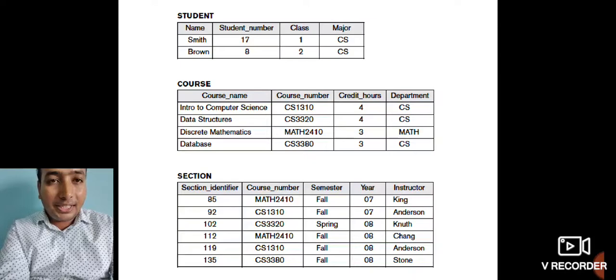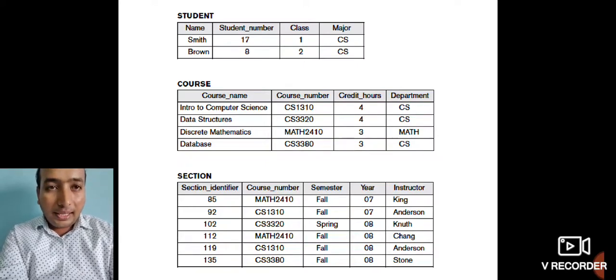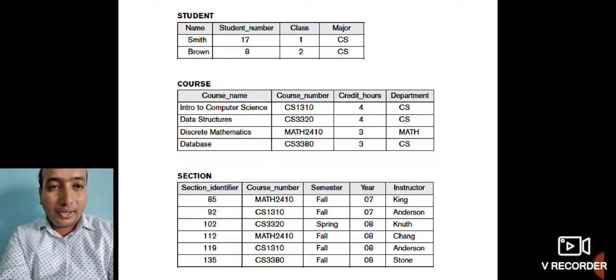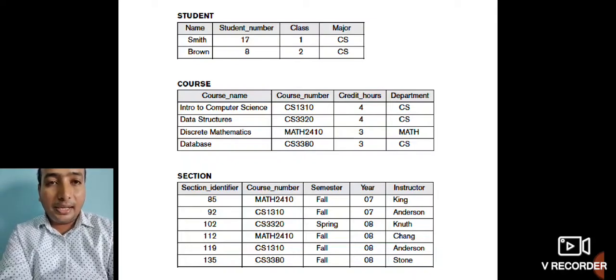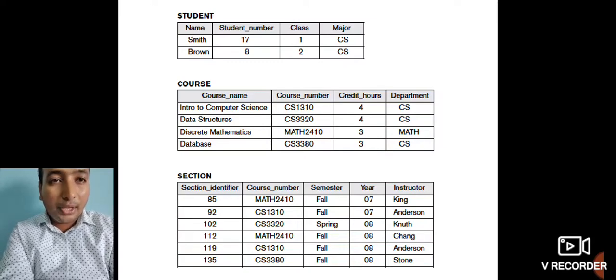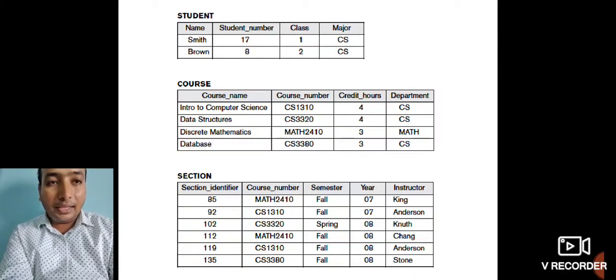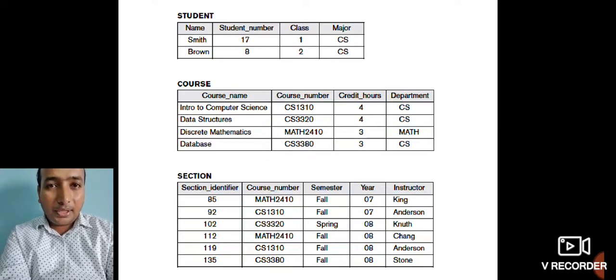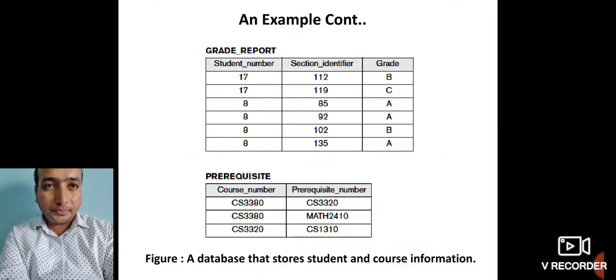And the third file section, which is having 5 attributes there. First one is your section identifier, that is to which section you are dealing there, then course number, semester, then year and instructor. For example, you have a section identifier by number 85 and it is related to which course? Mathematics of second semester. So semester is fall and the year is 7th and the instructor name here is King. In the same way, you can store any number of section details here. This database is related to your US university there.